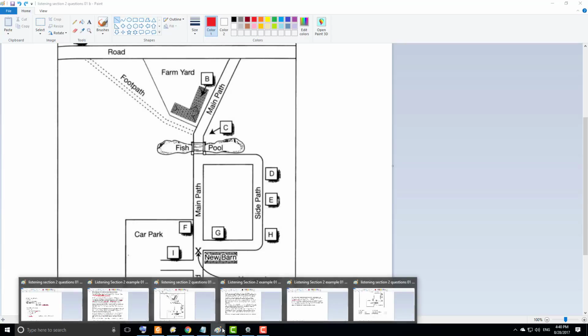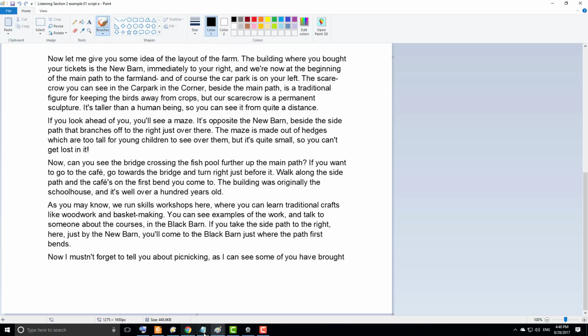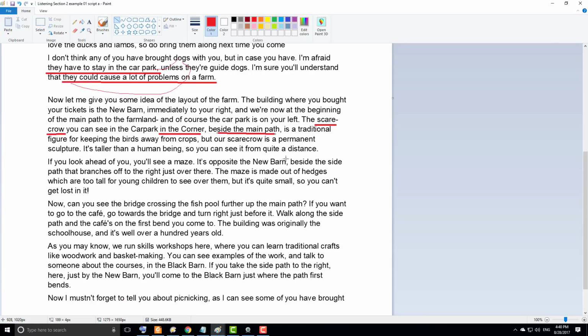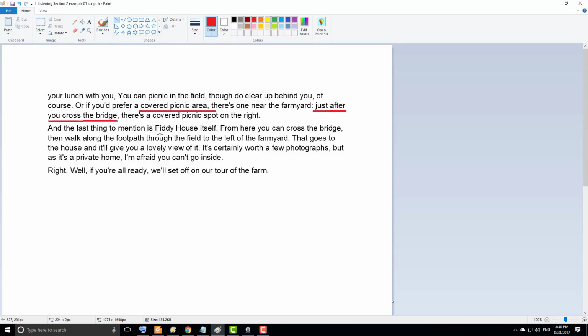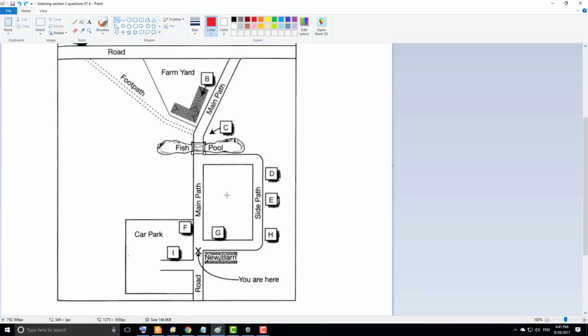And then the second clue, there's a covered picnic spot on the right. So they give us the location after the bridge on the right. If we look at our map, past the bridge on the right, so giving us the answer C.